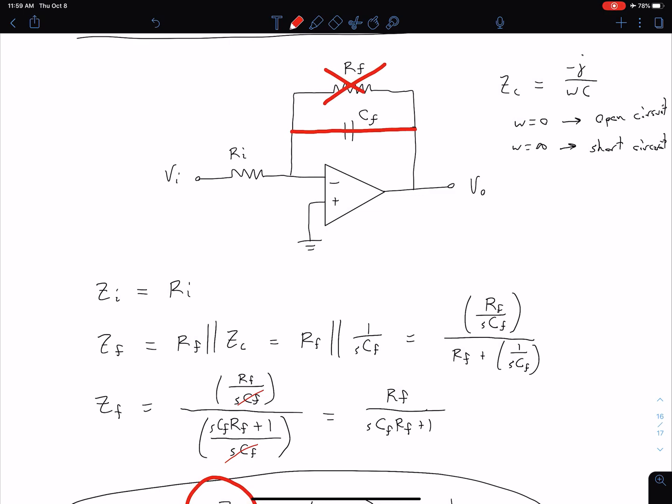The reason I bring that up is you don't necessarily need to do a detailed analysis every time. Sometimes you can just qualitatively think about what certain components are doing at our extremes of frequency in order to figure out what type of filter we have.